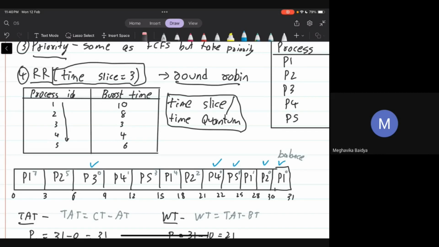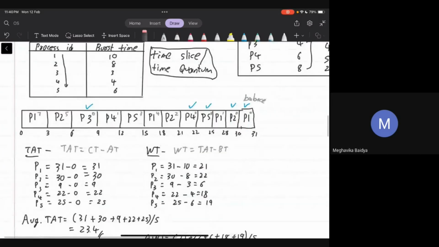This is the non-preemptive one, right? So if you see, this is one cycle, this was the second cycle, this was the third cycle, this was the fourth cycle. Okay, this is done.